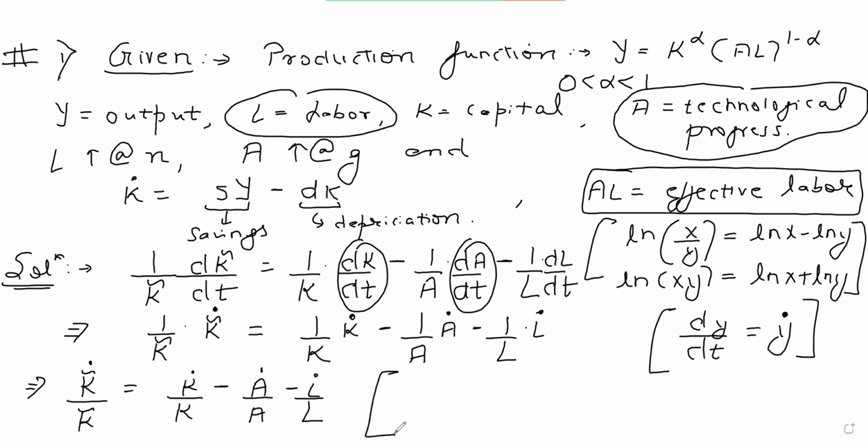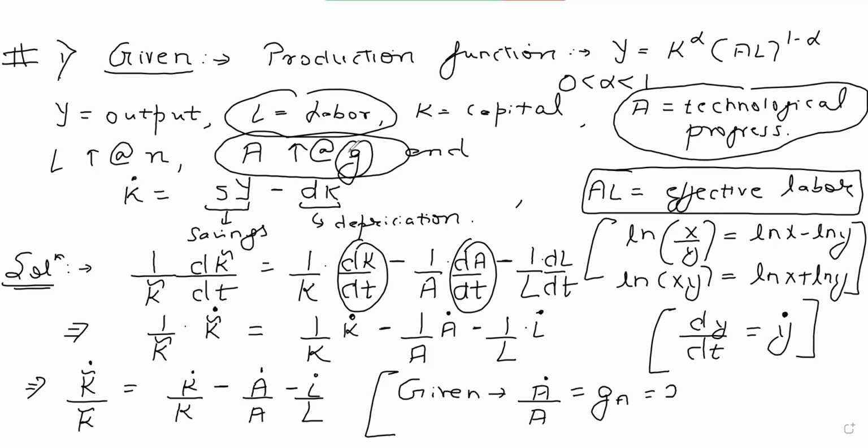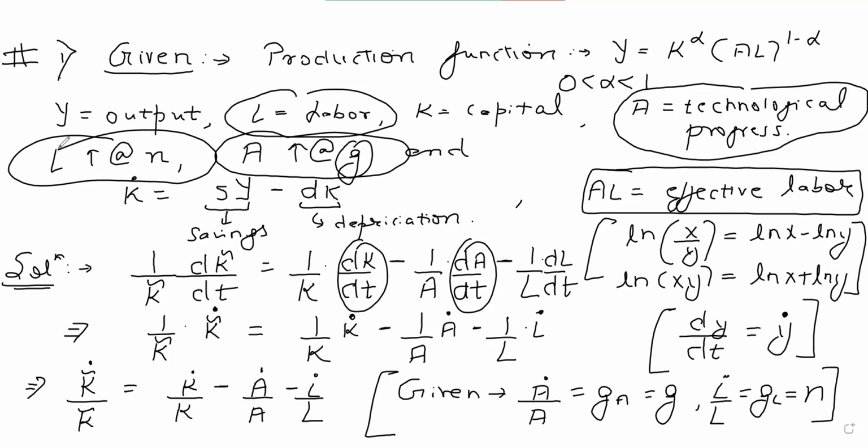Now in the question we are given that A increases at the rate g. So that means the growth rate of A, A dot by A, is nothing but g. L dot by L is nothing but the growth rate of the labor force, which is given to us as N, because in the question we are given that labor increases at the rate N. That means A dot by A is equal to g, L dot by L is equal to N.